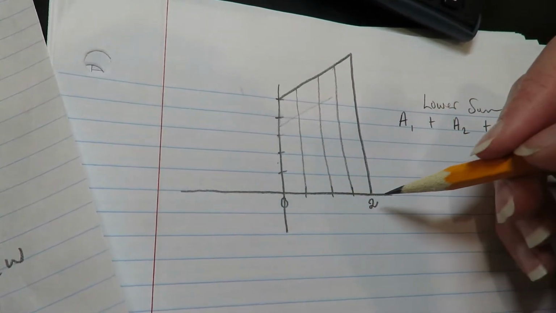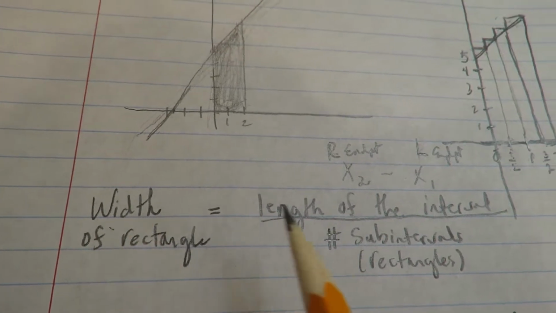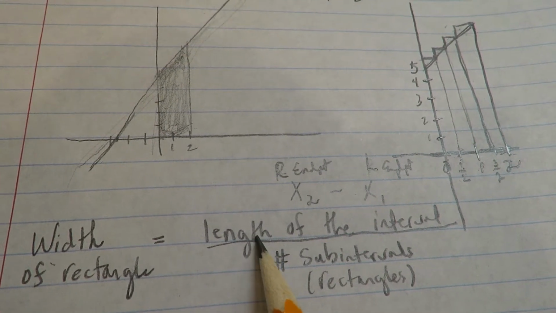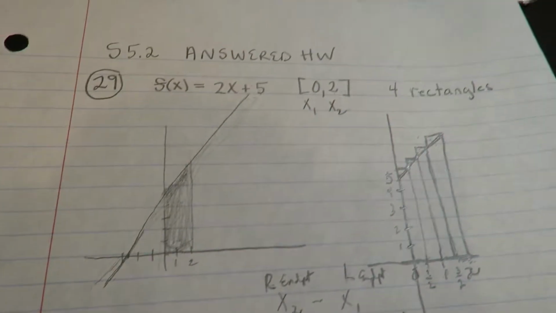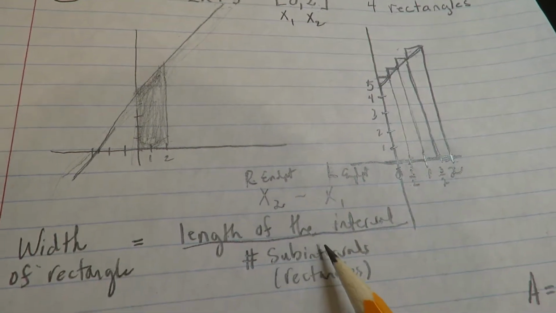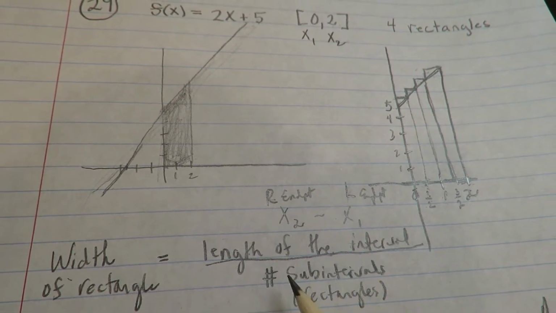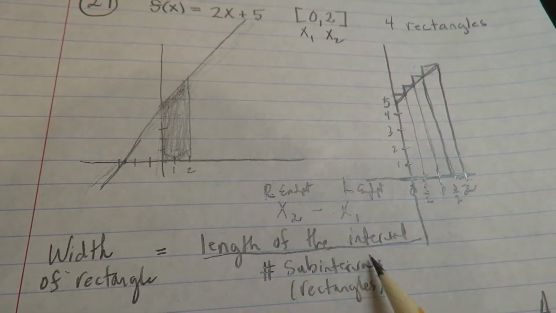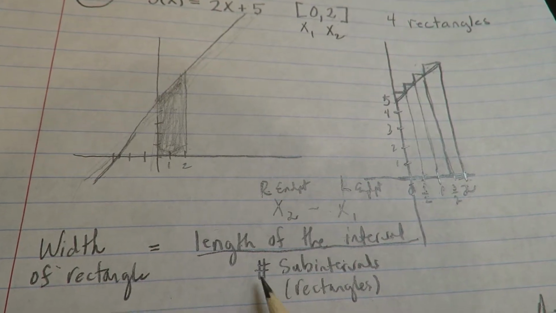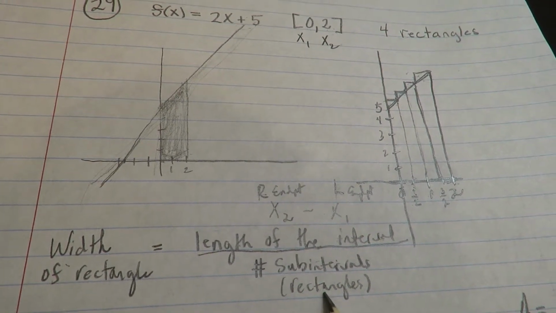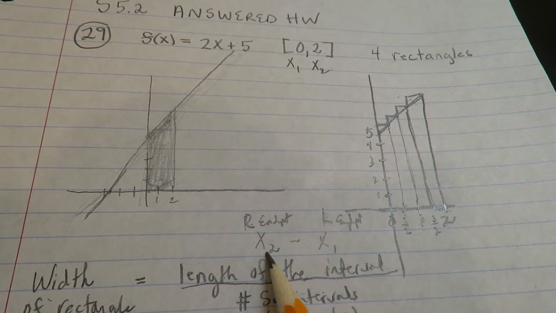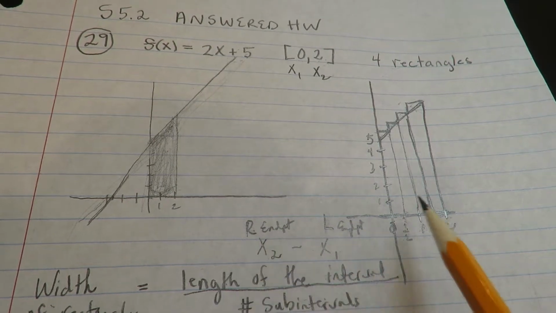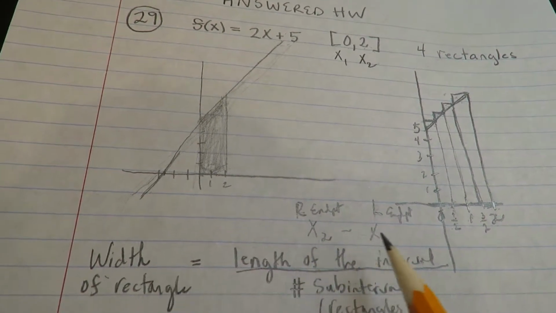Now this might be obvious here what the width is, but in general how you would do that is the width of the rectangle is the length of the interval, whatever length you're studying, so we're going from 0 to 2, over the number of subintervals, or they could use the word rectangles. So just be sensitive that the language could slightly modify. It could be number of subintervals or number of rectangles. So the length of the interval, you could think of that as x sub 2 minus x sub 1, or the right point minus the left point, okay?